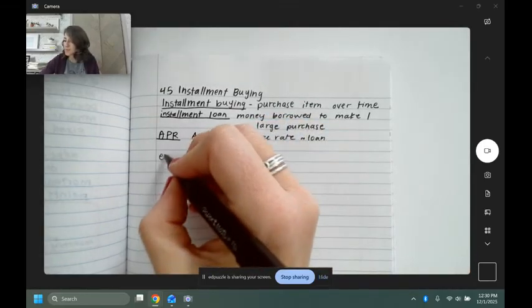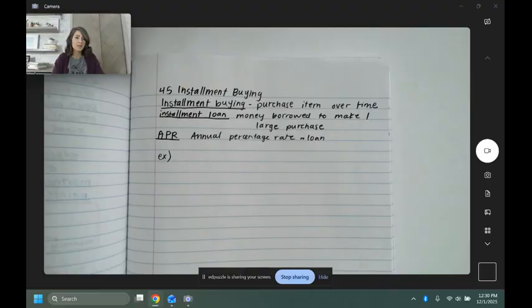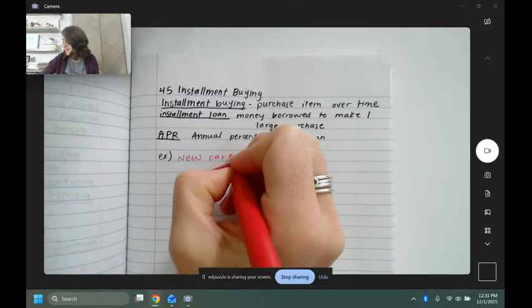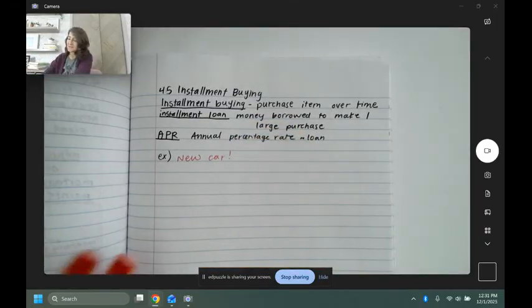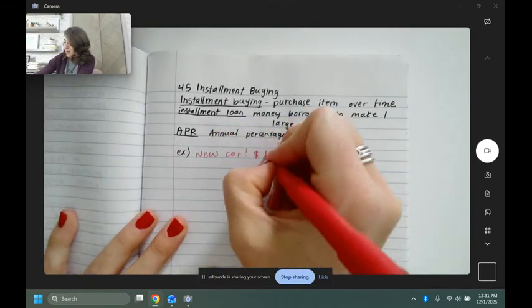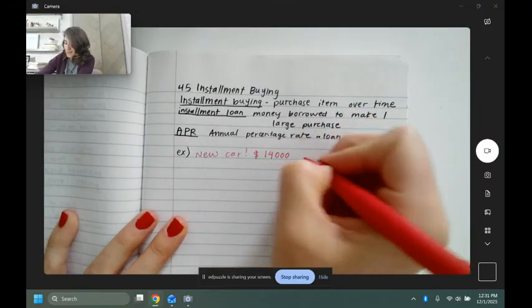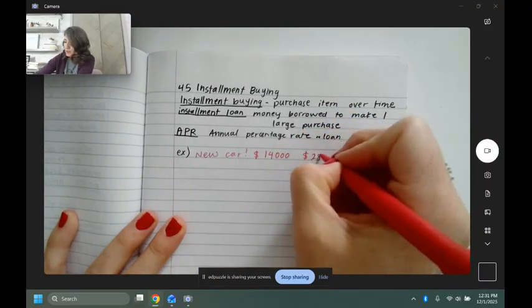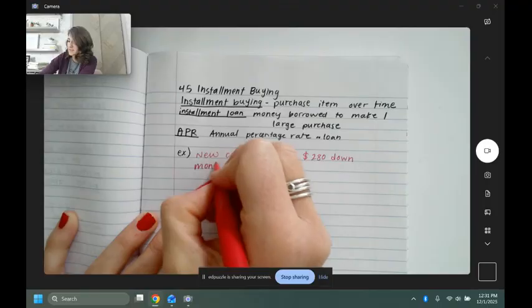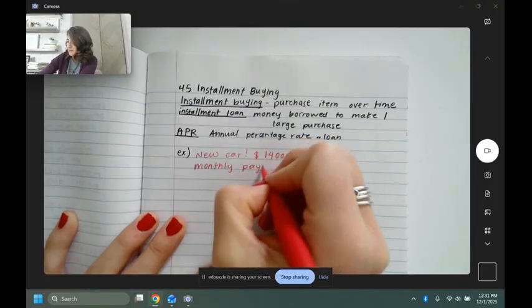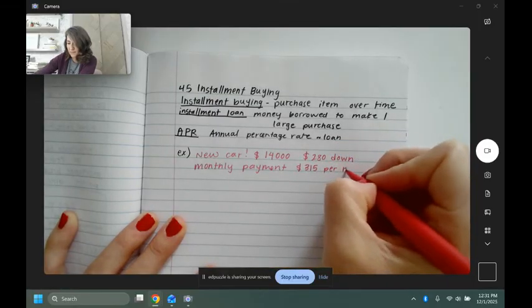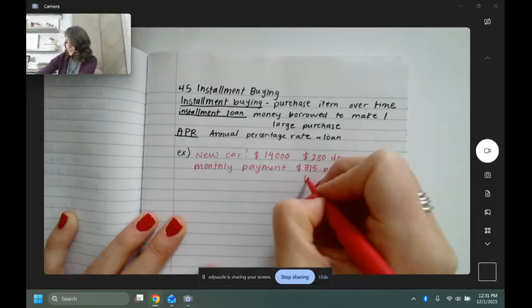All right. So for example, let's get a new car. New cars aren't really this much money, but I think this example is from a long time ago. Let's pretend our new car is $14,000, and I'm going to put $280 down, and my monthly payment is $315 per month for 60 months.